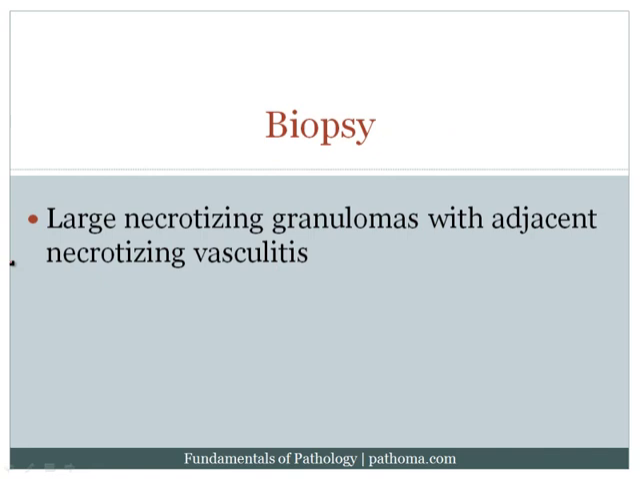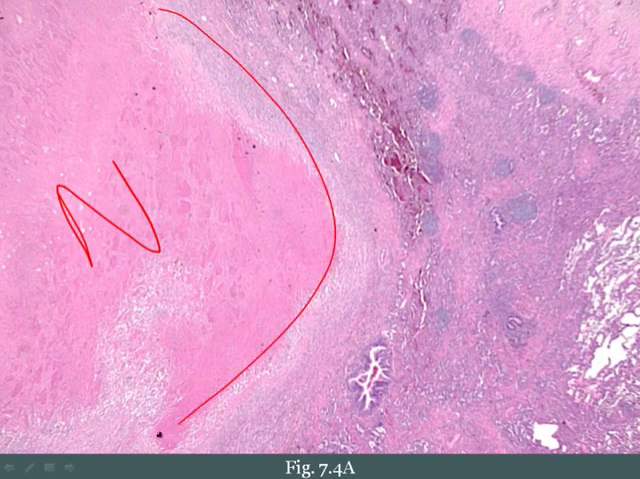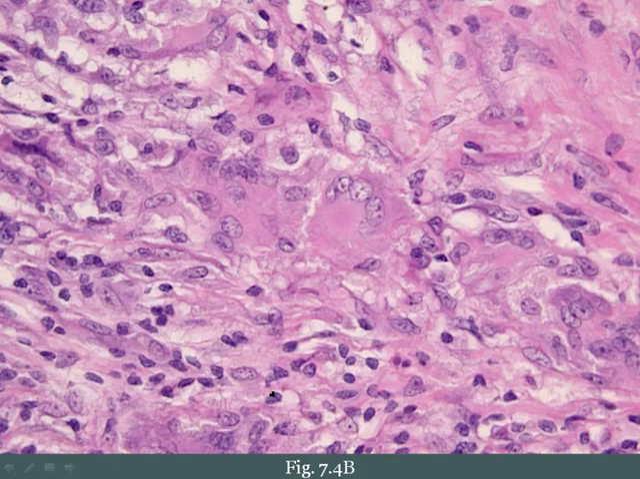Now when biopsy is performed, the key finding will be large necrotizing granulomas with adjacent necrotizing vasculitis. This is what it looks like. You get this large area of necrosis, and that's what creates those nodular lung infiltrates that we talked about earlier. And then when you look at the wall, you're going to see giant cells and characteristic features of granuloma. And so this is what we characteristically see. We have epithelioid histiocytes with some giant cells.